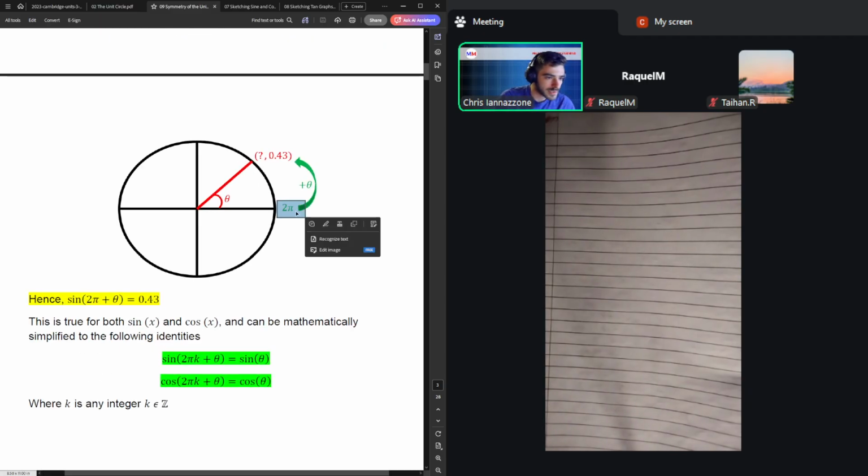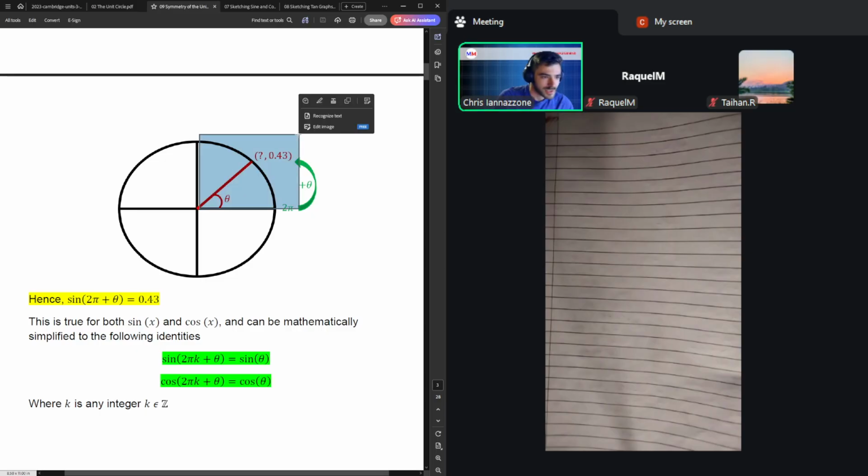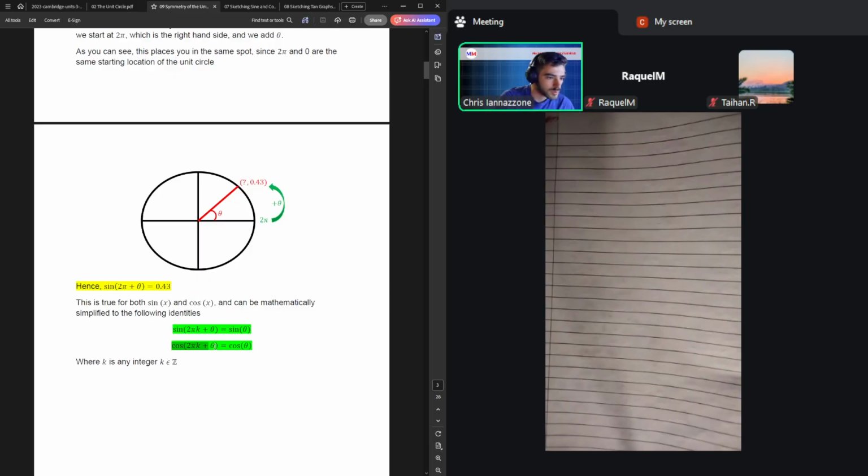Because 2 pi is a full revolution, 2 pi plus theta just means start at 2 pi plus theta, you end up with exactly where you just started. And that's the gist of it. Works exactly the same for sine and cos. So you can see we get to the exact same xy coordinate there.